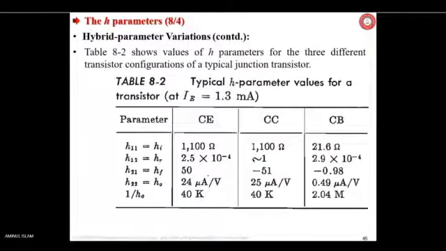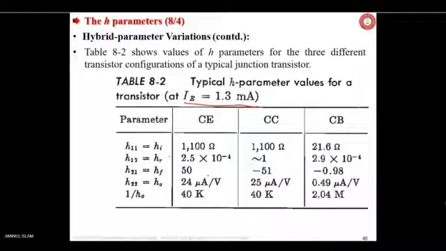Now, this table is one of the most important for you, because based on this table, a lot of questions will be asked. So don't ignore it, make a note of it. The H parameters are mentioned here. For IE equal to 1.3 milliampere. So if any question is asked, then possibly it will be mentioned that for IE equal to 1.3 milliampere, what is the value of HI? HI is for what?